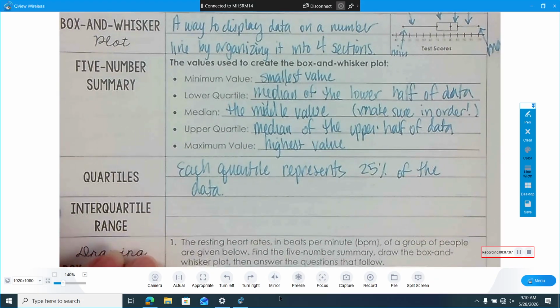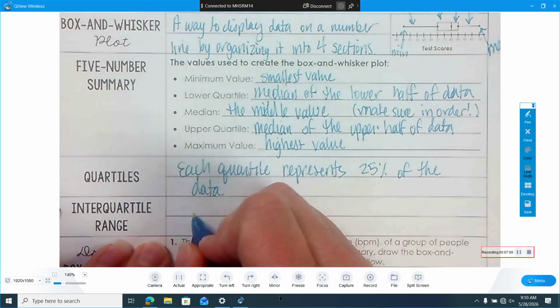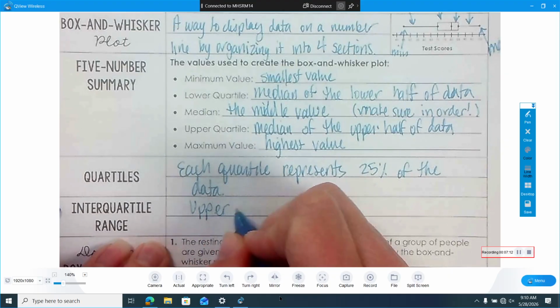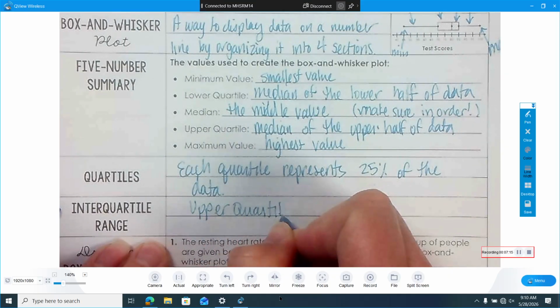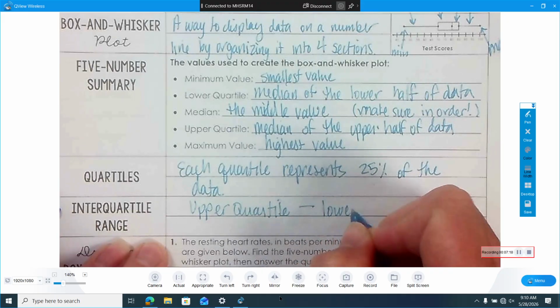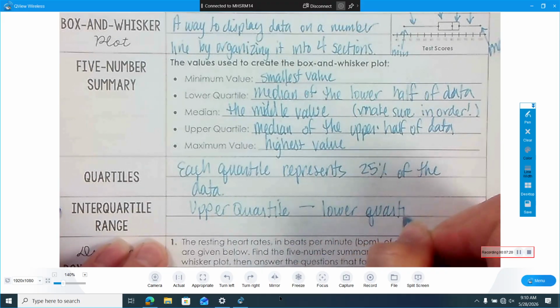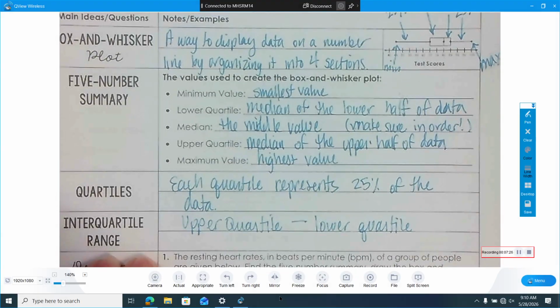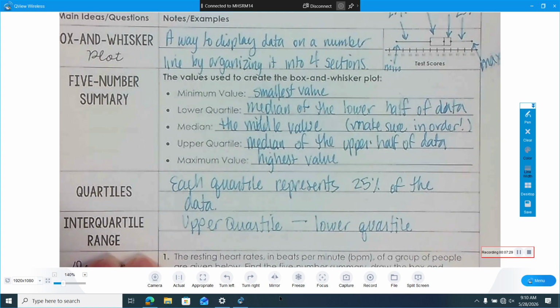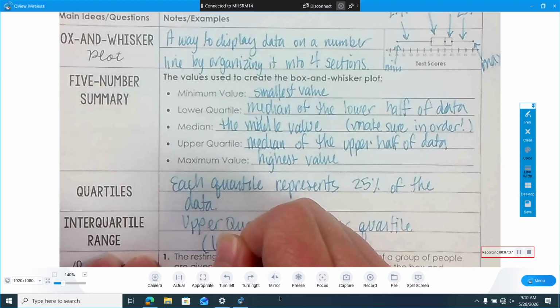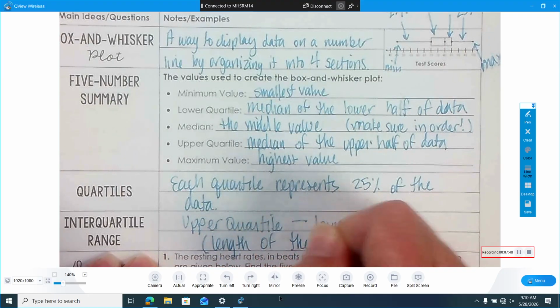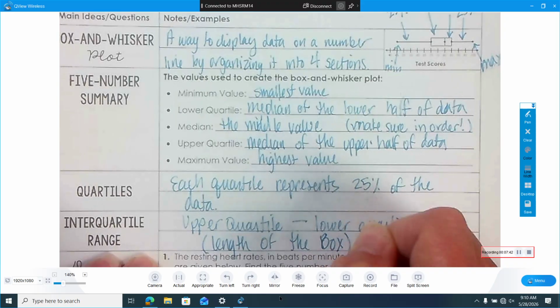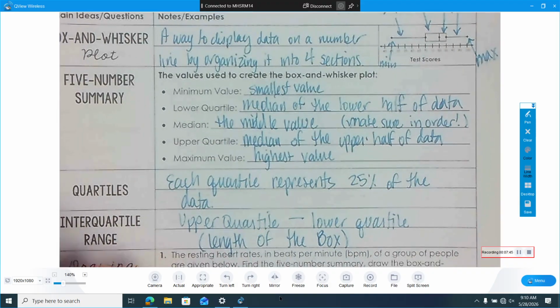Interquartile range is sometimes asked. Interquartile range is the upper quartile minus the lower quartile, which we'll talk more about. It also represents the length of the box in our box and whisker plot.